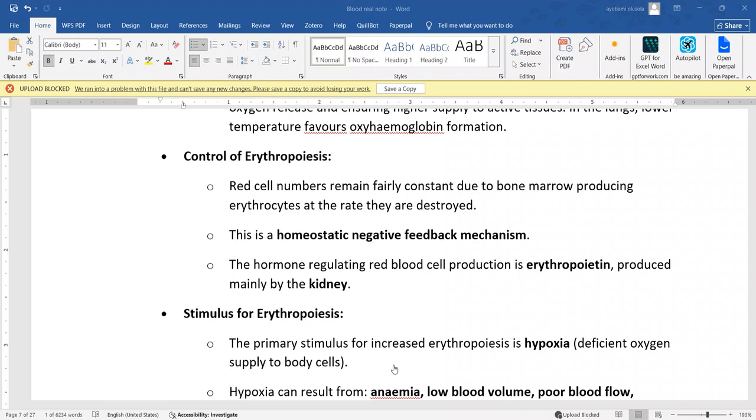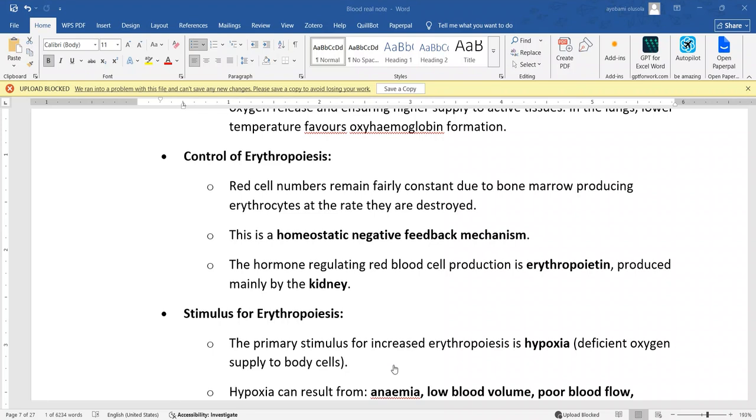Erythropoiesis. Like I said earlier, the process of blood formation is called hemopoiesis. Under hemopoiesis, we have several blood cells: erythrocytes, leukocytes, thrombocytes. The process of erythrocyte formation is otherwise known as erythropoiesis. The general process of all blood cell formation is hemopoiesis, and erythropoiesis is maintained by a negative feedback mechanism. The hormone that regulates erythropoiesis is called erythropoietin.